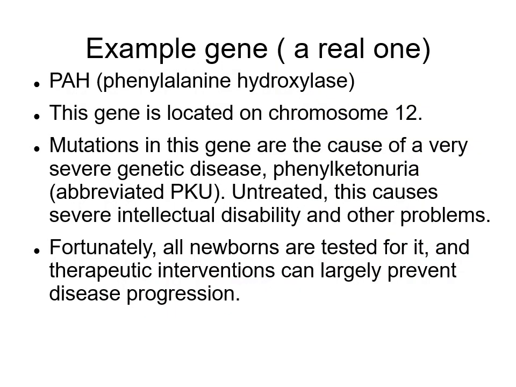Okay, so our example is going to be phenylalanine hydroxylase, the gene for which is located on chromosome 12, and mutations in this gene cause a very serious genetic disease, phenylketonuria, which is abbreviated PKU. Untreated, this is a very severe disease that causes severe intellectual disability, but fortunately all newborns are tested in statewide and nationwide newborn screening programs, and the therapeutic interventions, if they're started early enough, can largely prevent disease progression. So this is a good genetic disease in the sense there is actually something you can do about it therapeutically, although doing so is really very difficult for people, as you will see in a minute.